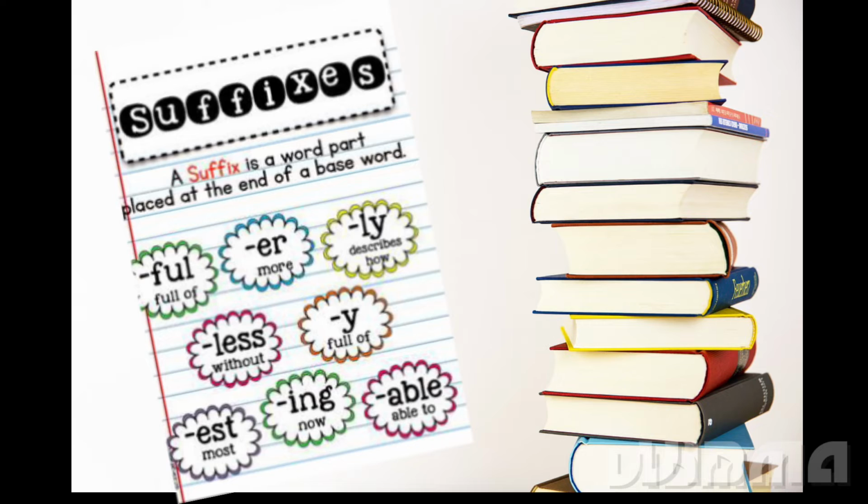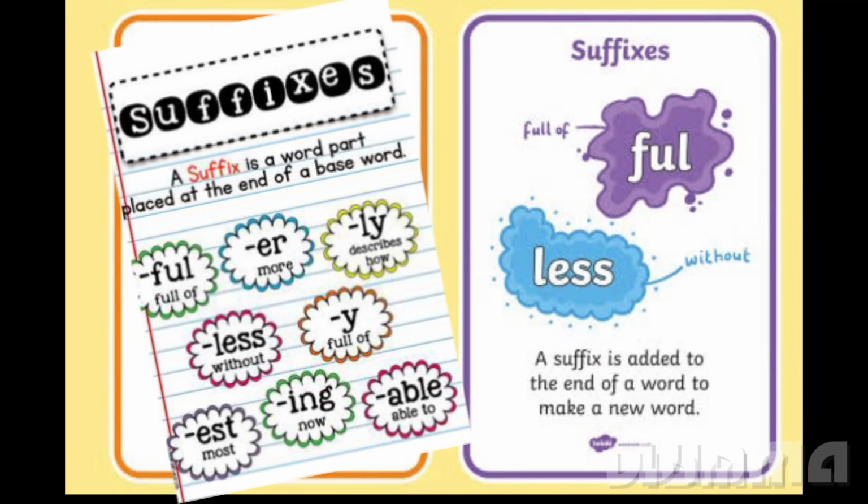When you want to show the supreme degree of something, you will add est, most of it. You have to make the most of it. When you are saying something in the present tense, something that is happening now, we are going to add ing. And when we want to say something that we are able to do, we are going to add able, changeable. Now I hope suffix was also clear to everyone here.